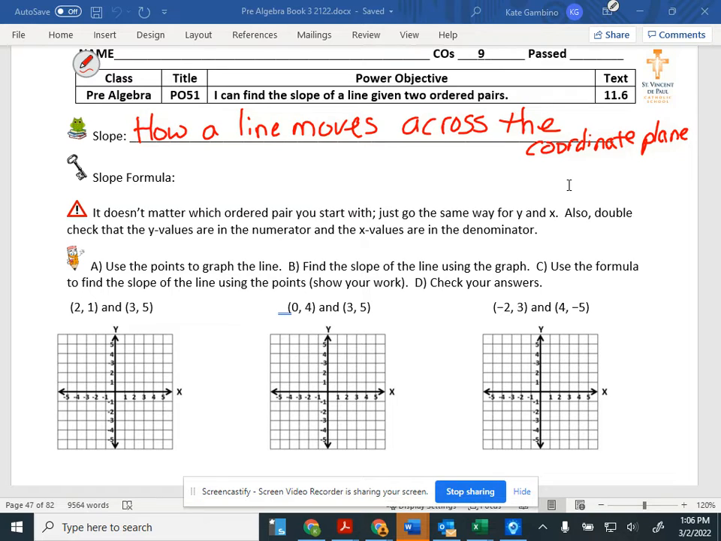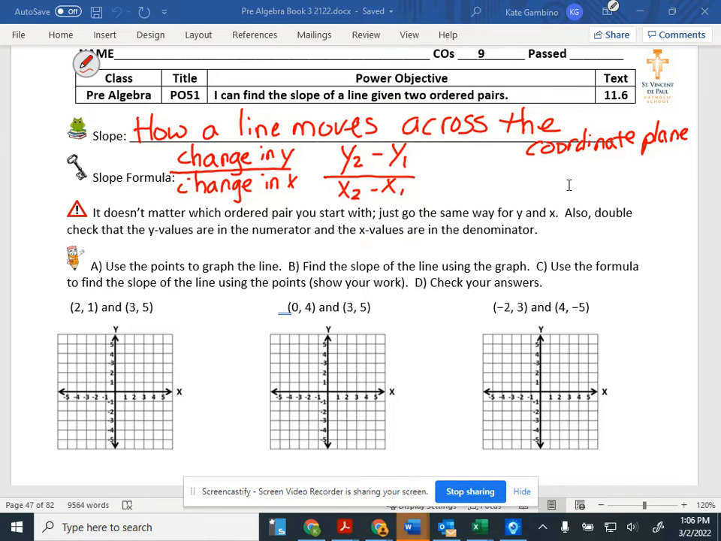New. Okay, we're building on. It's not rise over run. Okay, this is a formula. So the formula for the slope, we know rise over run is the change in y over the change in x. That we know from yesterday. Now, our formula is y2 minus y1 over x2 minus x1.